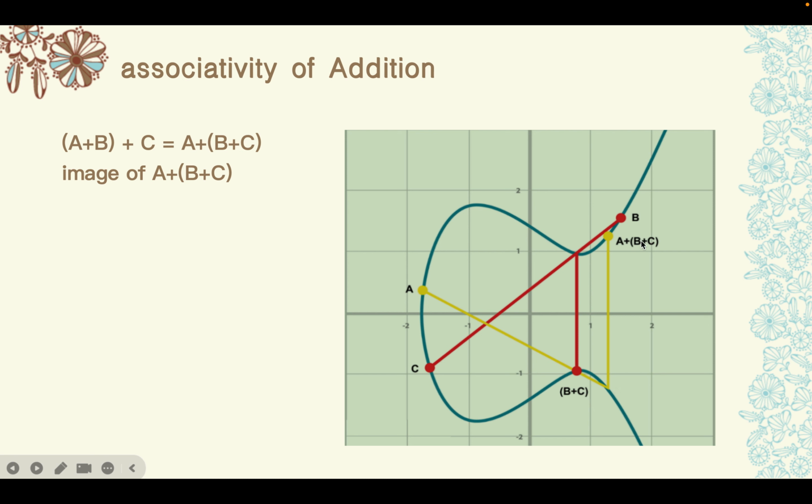So these two points are the same. The result is the same for this one, so whichever we do first, the result is the same. So that's the property of associativity. This is the second property of the addition.